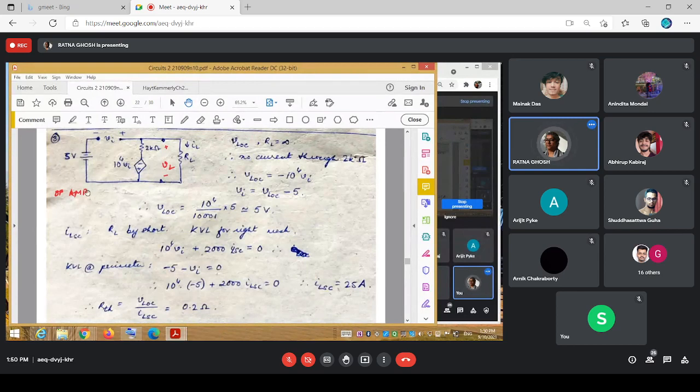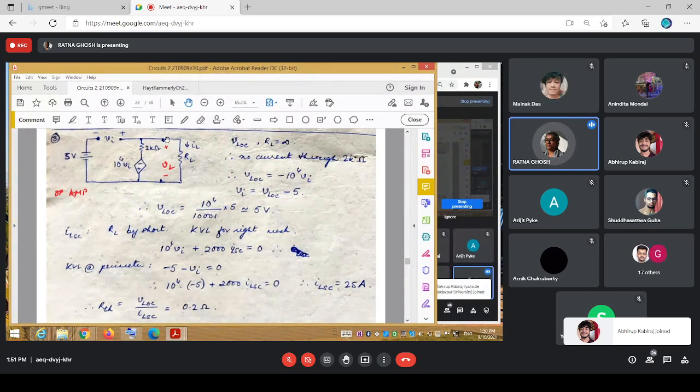Furthermore, if you write out the equation from here, this terminal outer loop again, this is minus 5 minus Vi plus VLOC is equal to 0. Just rearrange it, you will get this. Solve these two and you'll end up with a VLOC which is practically 5 volts itself. So this open circuit voltage is almost the same as the supply voltage here.